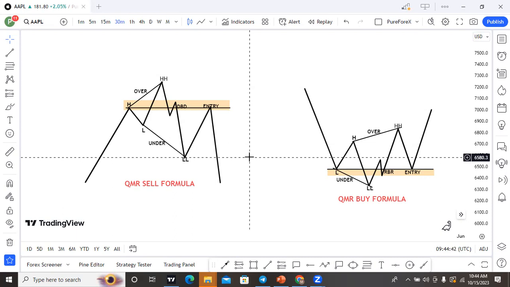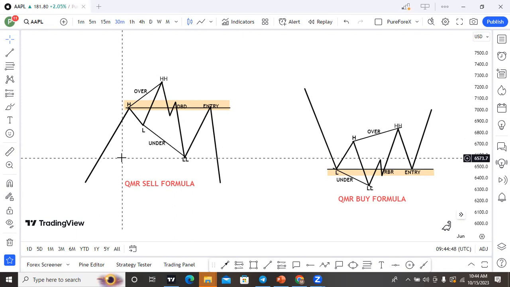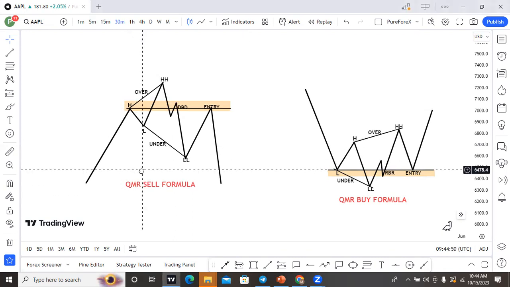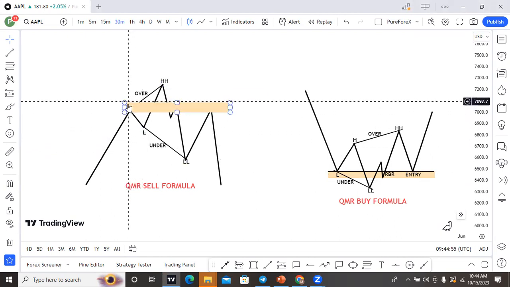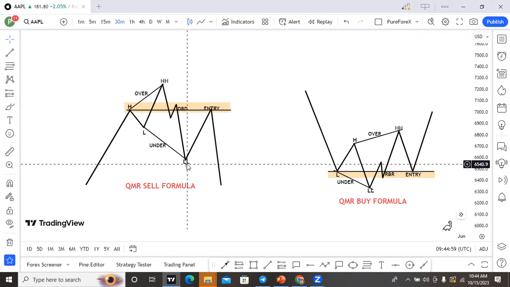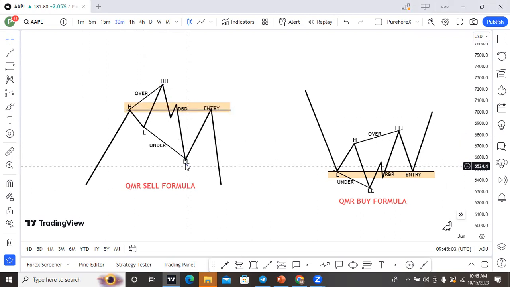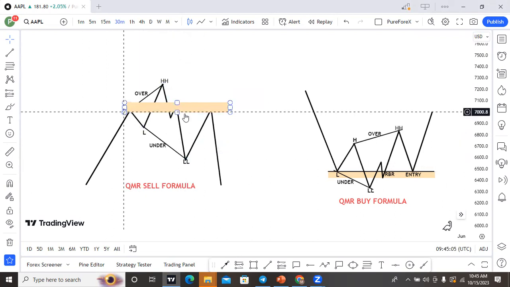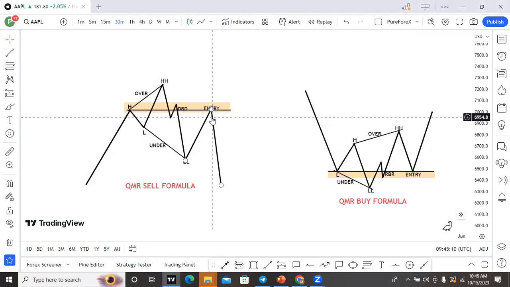So right on the screen, we have the QMR sell formula and the QMR buy formula. Let's look at the QMR sell formula. When you look at this Quasimodo, we have the high, the low, the higher high, the lower low. When this happens on the chart, we expect price to retrace back to this left shoulder of a Quasimodo sell, then we sell the market.